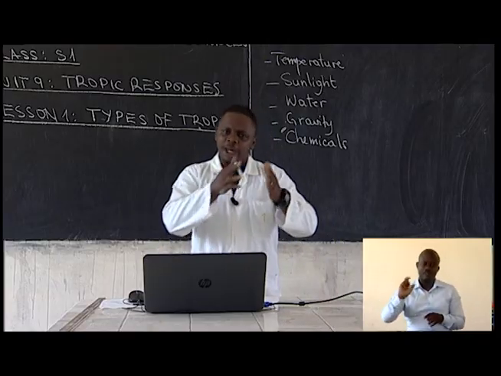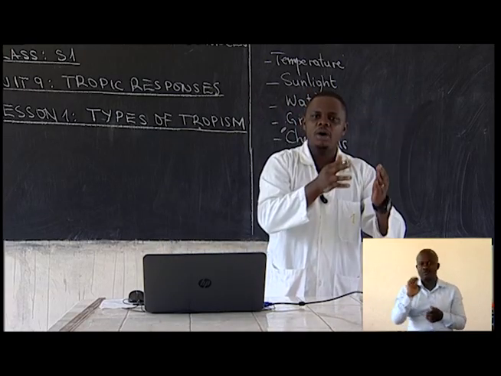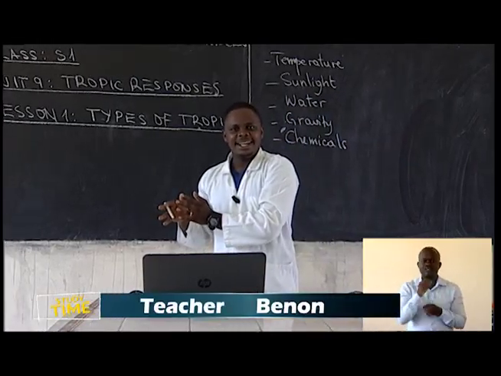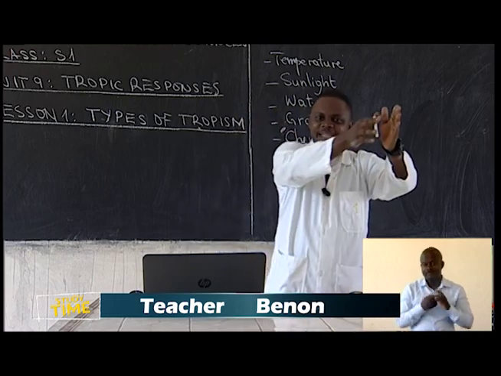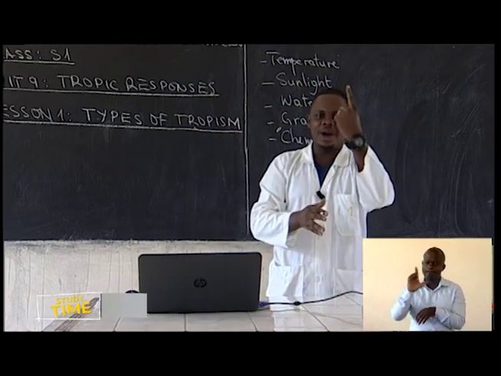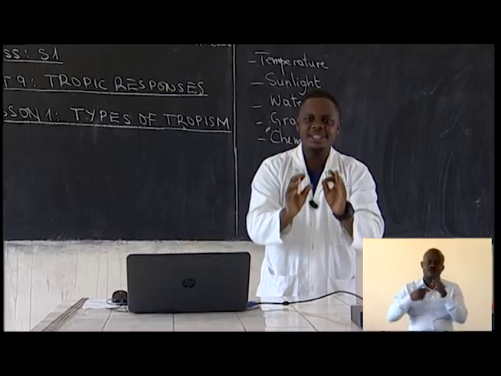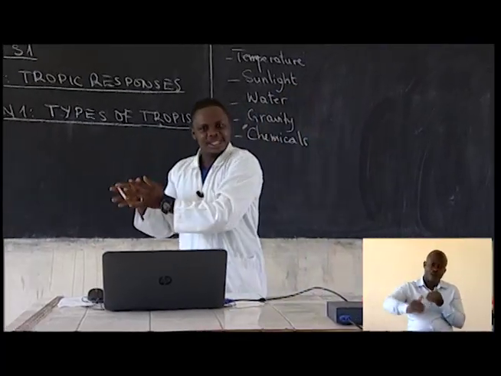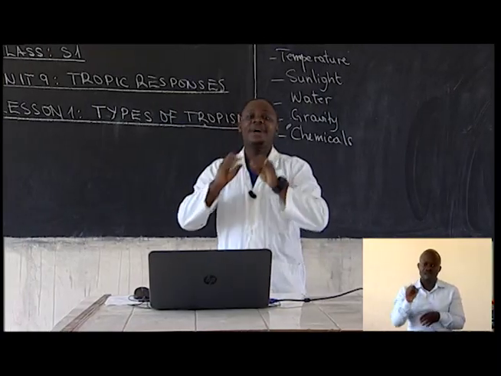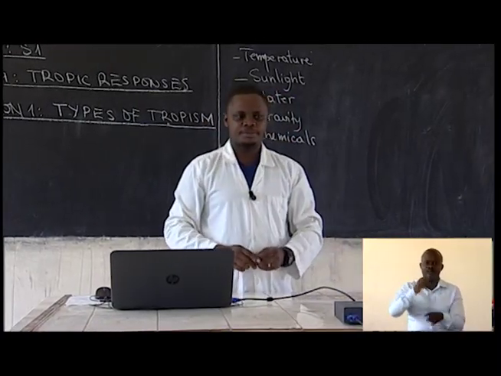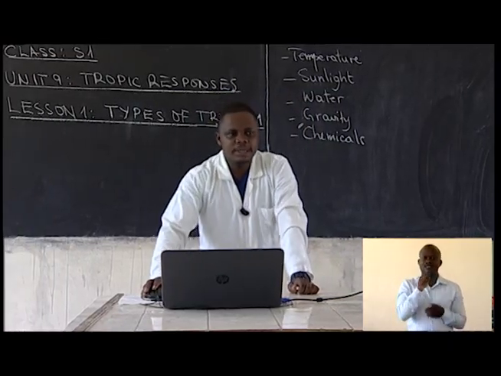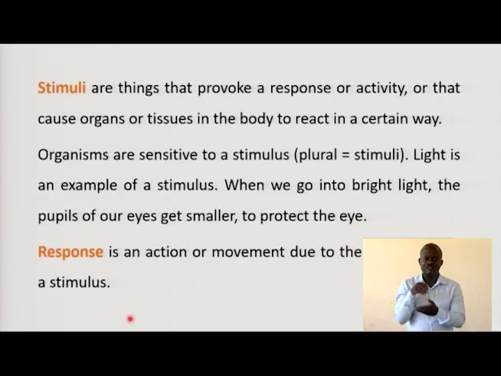Plants can grow towards the stimuli, or they can grow away from the stimuli. And when they grow towards the stimuli or stimulus when it is one, that is what we call positive tropism. When plants grow away from the stimulus, that is what we call negative tropism. Then we also have stimuli, that is in plural, and stimulus in singular when it is one.